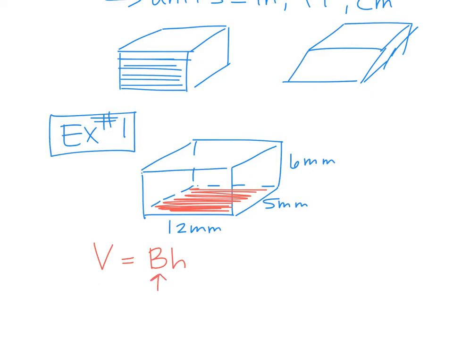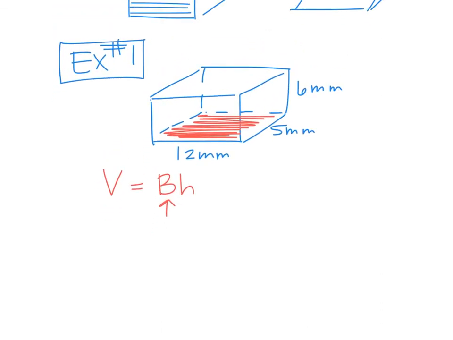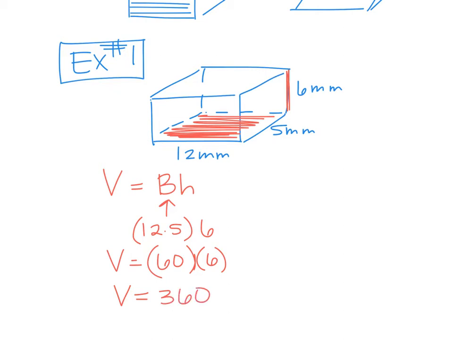What is B then? 12 times 5, right? That's a rectangle. The area of the rectangle would be 12 times 5. So that's B. What's H? The 6. The distance between the two bases, okay? So this is your H. So you are doing, for the volume, 60 times 6. So your volume works out to 360. And how am I going to label it? Cubic millimeters, or millimeters cubed. Okay.